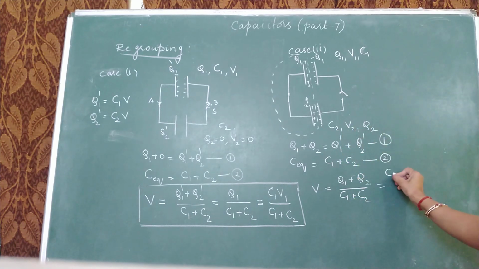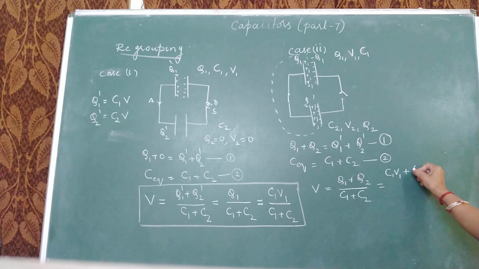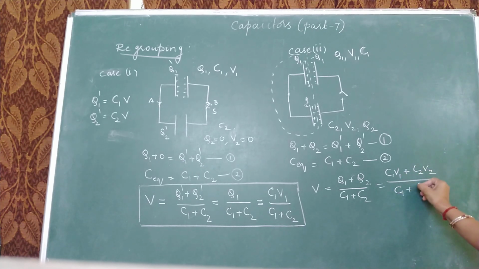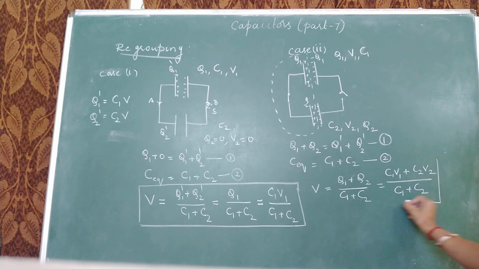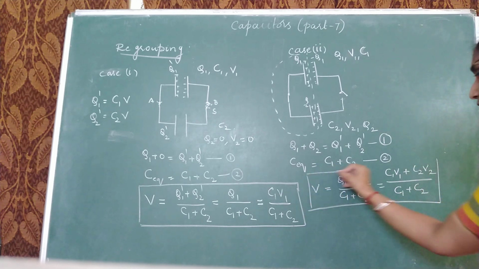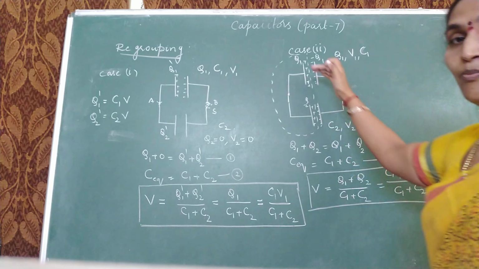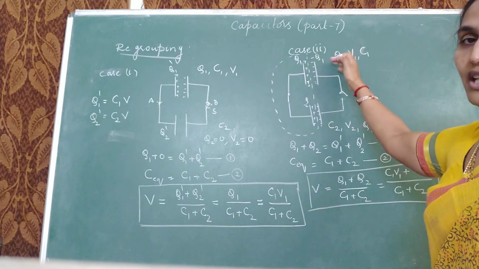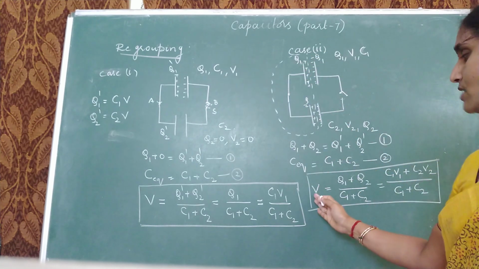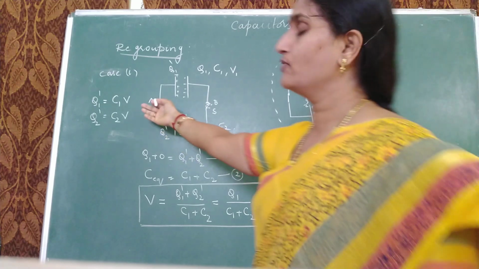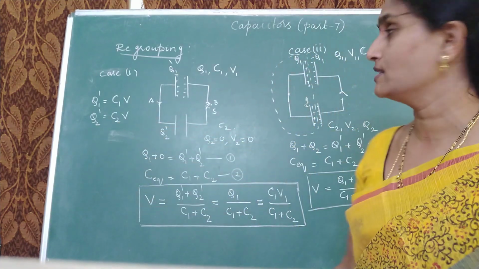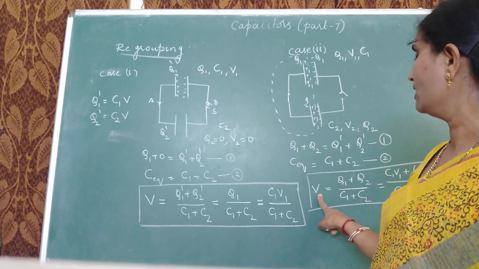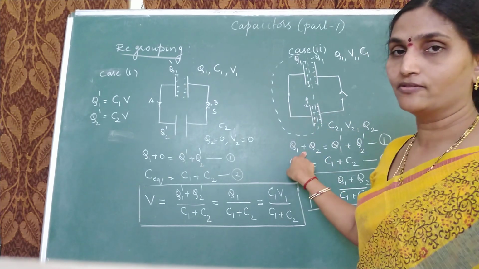So the common potential will be (C1 V1 + C2 V2) divided by (C1 + C2). This formula gives you the common potential to which both the capacitors will reach after you connect positive to positive and negative plate to negative. And once you know V, it's easy to find out the charge on the first and the second capacitor. The charge on the first capacitor, Q1 dash, will be C1 into V, and this will be C2 into V.